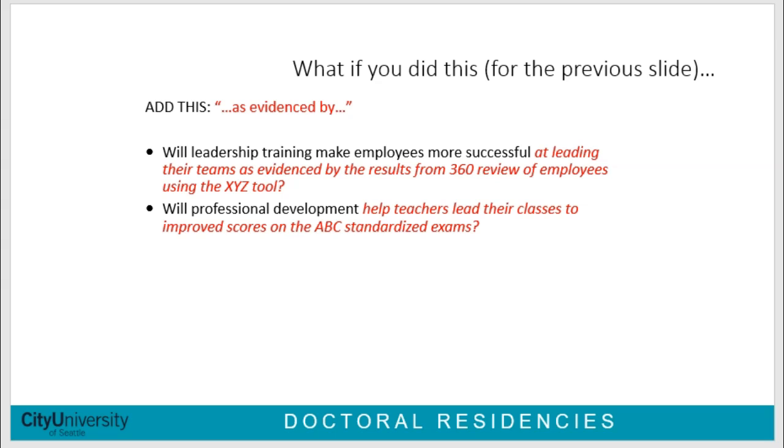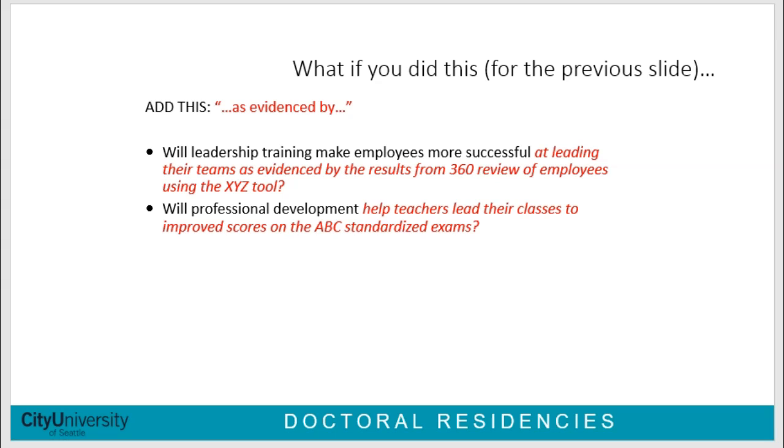So this is a little bit better from the previous slide. Will leadership training make employees more successful at leading their teams, as evidenced by the results from a 360 review of employees using the XYZ tool? Now, I would also expect that the leadership training was defined as well. What leadership training are you giving them? But you can see at least now we know why we're looking at this, and then who we're looking at and how we're going to look at them.